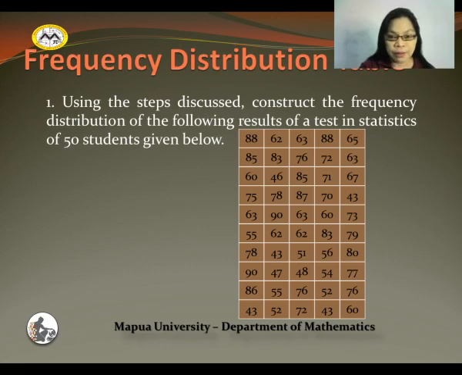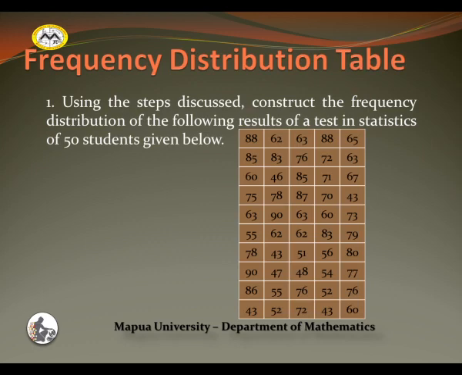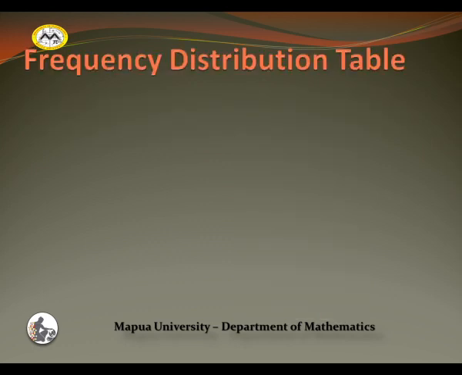As an example of how to construct the frequency distribution table, we will construct the FDT for this example, which consists of 50 observations, by using the steps that we discussed. To start, we first have to find the class size.